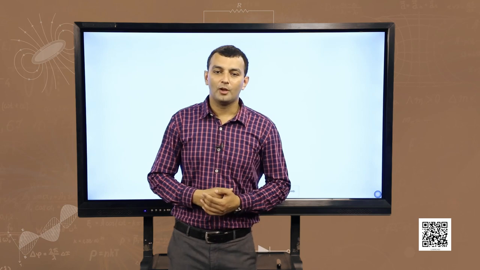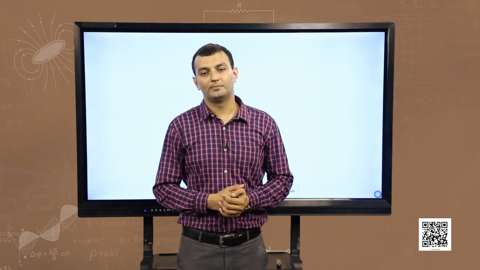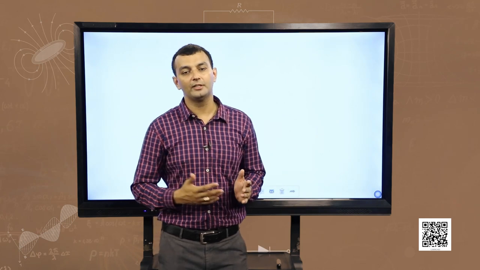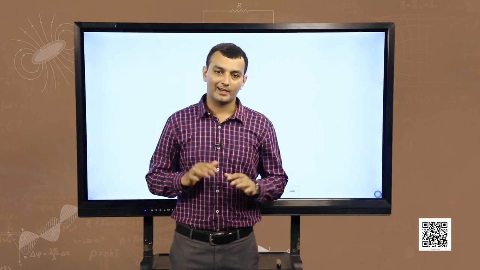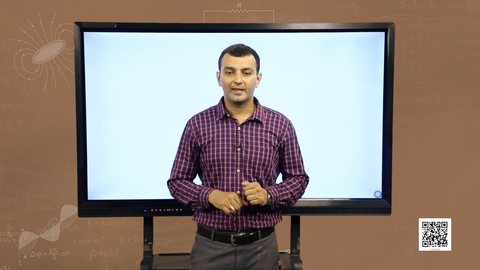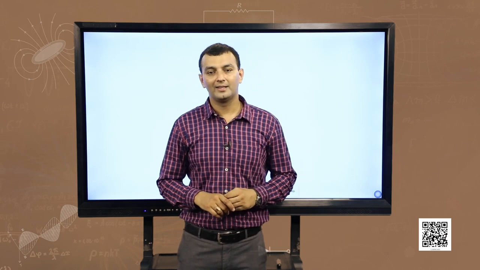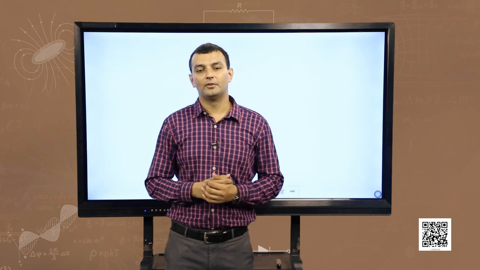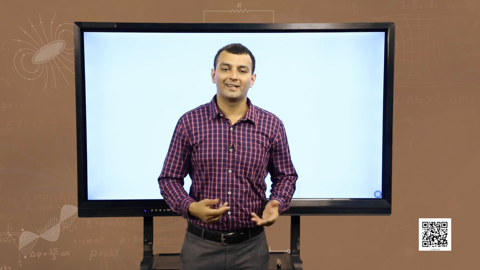Now, the question is, where does this power come from? We need an external source to keep a steady current through the conductor. It is clearly this source which must supply this power. In the simple circuit shown with a cell, it is the chemical energy of the cell which supplies this power for as long as it can.